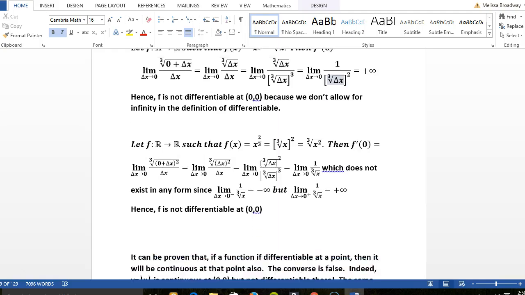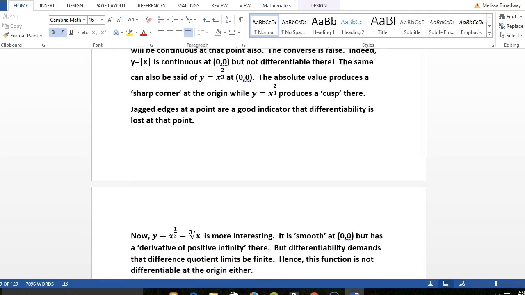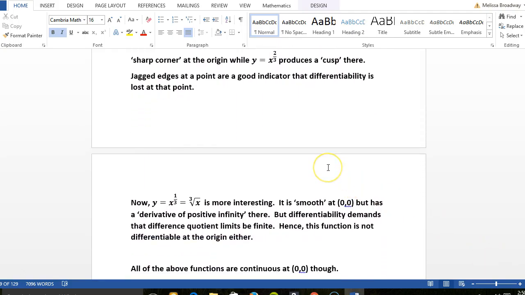So I just wanted to go over that. So when you see jagged points, if a point's jagged, we've probably lost differentiability there. I really ought to be concise, and let's just say jagged points. So jagged points are a good indicator that differentiability does not hold at that particular point.